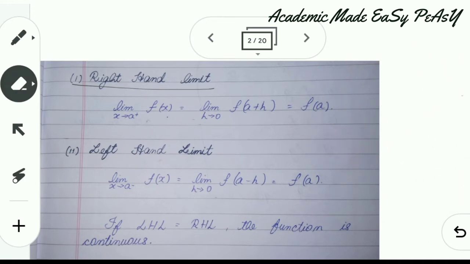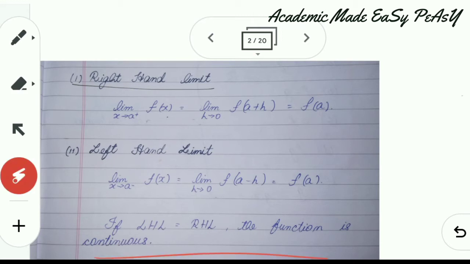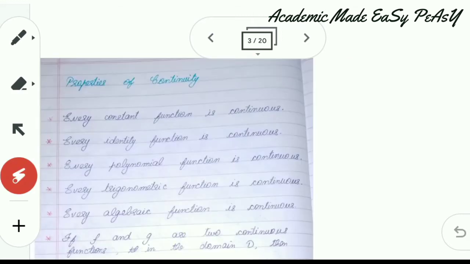I think you will be more and more clear with this. Next, we will be learning about properties of continuity. So this properties of continuity is nothing but, see, a function will be given and we will be just checking continuity, no? So the proven facts only this properties of continuity says. Okay, so that is what I've just written here.